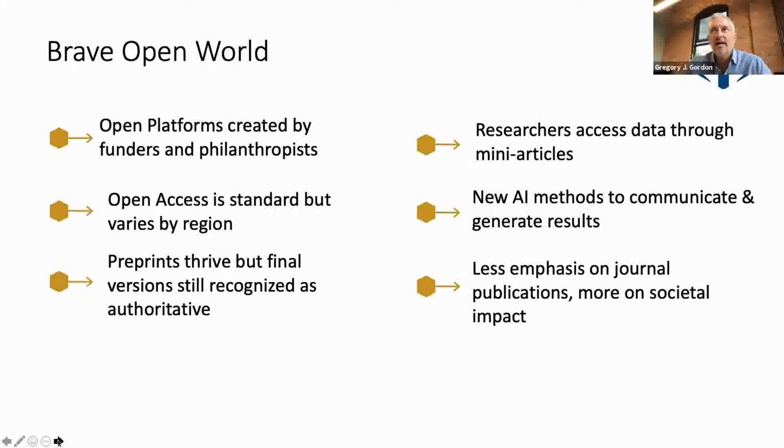We would have new AI and other technologies to communicate and generate results. And they would be interoperable, because with open being the focus, everything would be connected and allow it to work better together. Now, while research quality remains important, because open and speed would become more important, a journal's value would diminish a bit. So the value of publishing in a journal would be lessened for determining a researcher's career progress. And again, preprints would thrive, but final versions would still be considered authoritative.